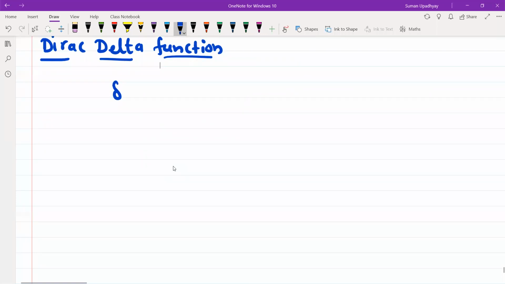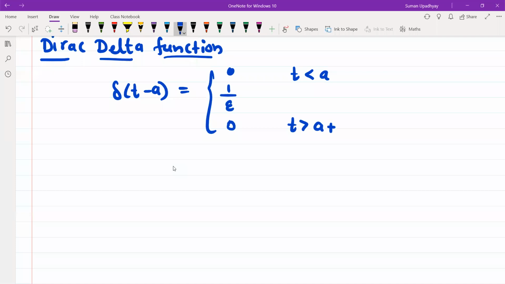We denote it by delta and we write t minus a. So it takes three values: 0, 1 upon epsilon, and the last one is also 0. So when is it 0? When t is less than a and t is greater than a plus epsilon. And this is where epsilon is any value which is greater than 0. So when epsilon is a very small value, it takes the value 0 when t is less than a and t is greater than a plus epsilon.